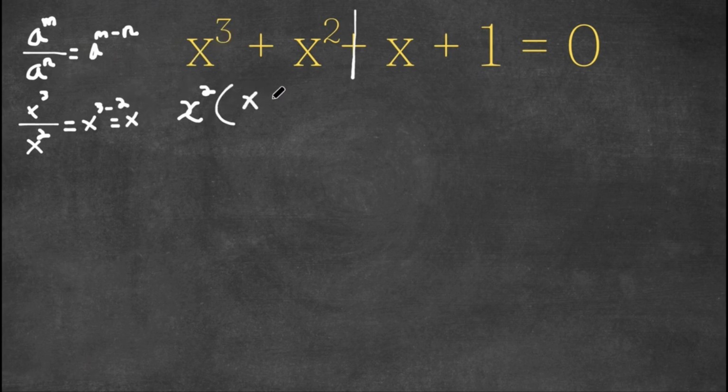So x to the power of 3 divided by x squared is x, plus x squared divided by x squared is simply just 1, because anything divided by itself is 1. And now on this side, we have plus, and as you can see, since we already have x plus 1 here, we don't need to do anything. This side can't be simplified. And this is equal to 0.